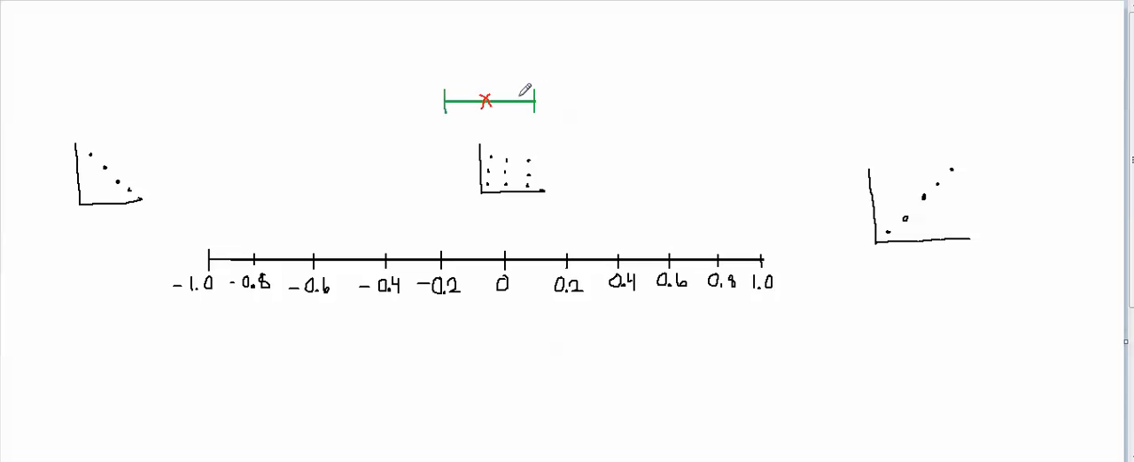So let's imagine that this red X is the population correlation coefficient, which is unknown. The correlation coefficient that we get from our sample is likely to fall within a certain range of the population correlation coefficient, meaning the sample coefficient is unlikely to be too far below the population coefficient down here. It's unlikely to be too far above the population coefficient up here. It's likely to be somewhere within a certain range.